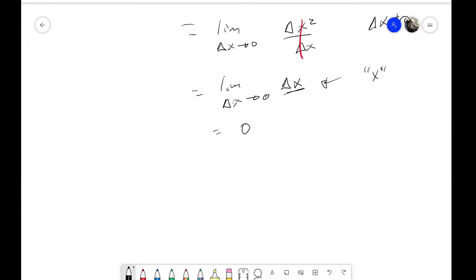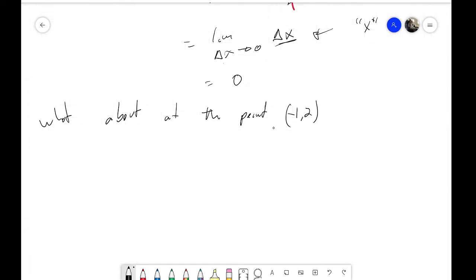Now, what if we were to make this problem a little bit more interesting? The same slope, but what about the point? If we were to find the slope of the tangent line at the point, let's see, negative 1, 2. Well, you're dealing with the same function, because I haven't changed it, and that was x squared plus 1.